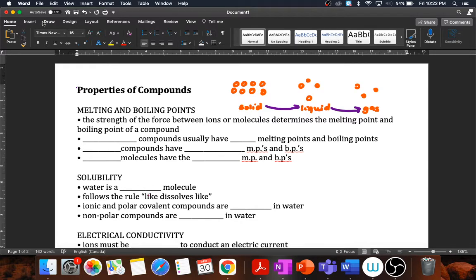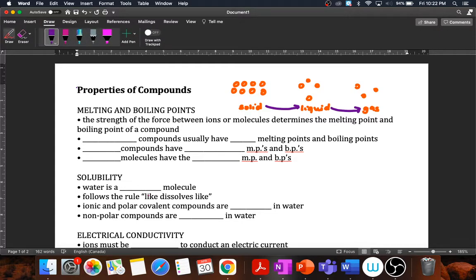So starting off, our ionic compounds tend to have pretty high melting and boiling points. So our ionic compounds have high melting and boiling points. And why is that, right? Think about it. Our electrostatic attractions, which is what keeps the ionic compounds together, need to be broken apart in order for it to go into the next state, in order for it to become from a solid to a liquid.